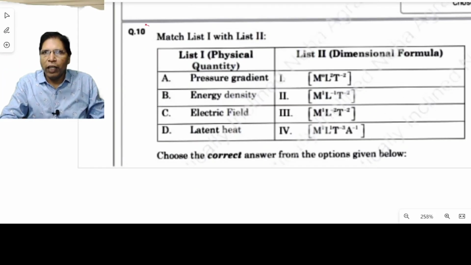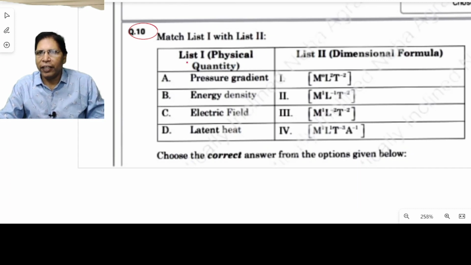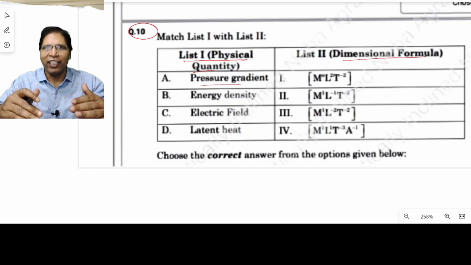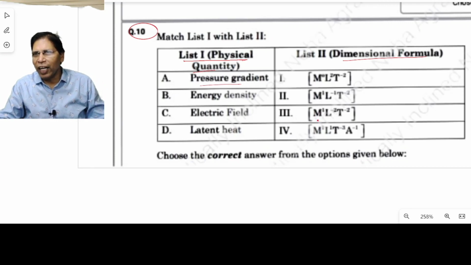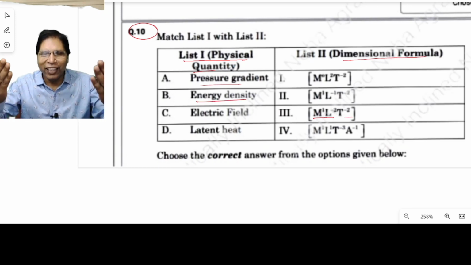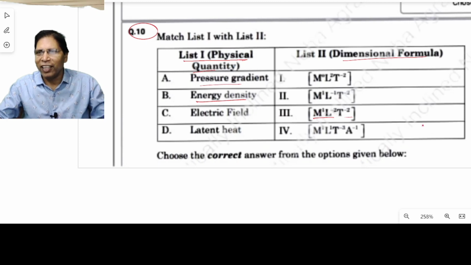Okay. Now look at this question number 10. This is the matching type question. This is the physical quantity and dimensional formula of this. Look at this, pressure gradient. Pressure gradient means pressure by distance. That is, look at this, this is the ml square t minus 2. Now energy density means the dimension of pressure. So look at this, this is the energy density. So this is the B, this is the A.